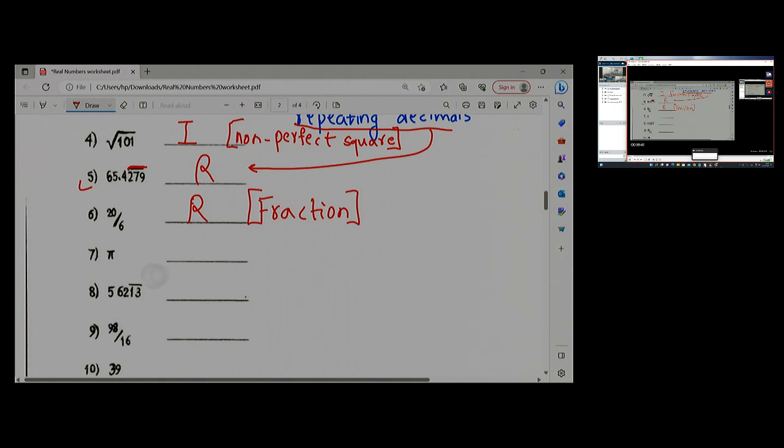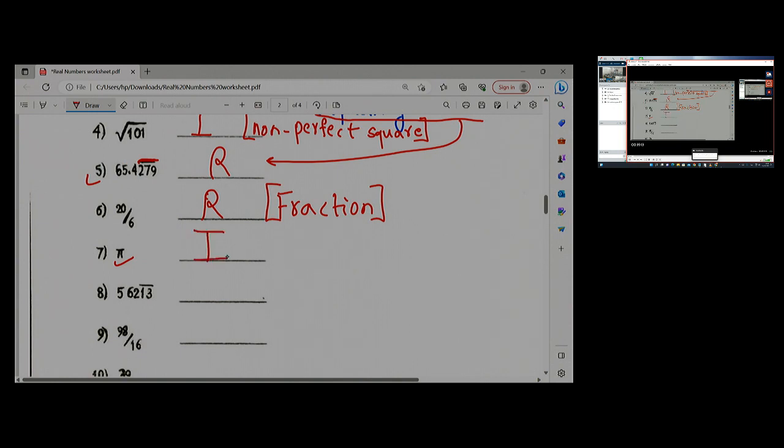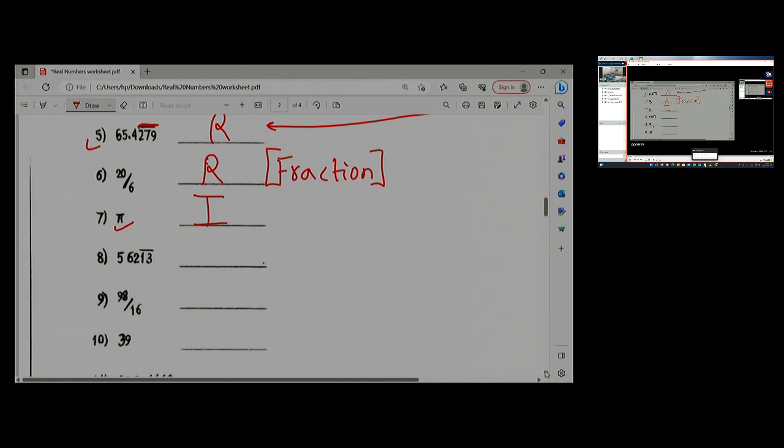Next, student number 12. Look at question number 7. What is this? Pi. So what kind of number is pi? Rational or irrational? Irrational. Your friend has to help you. You need your friend's help to answer the question. Okay, next. Next. Okay. Next, student number 18.